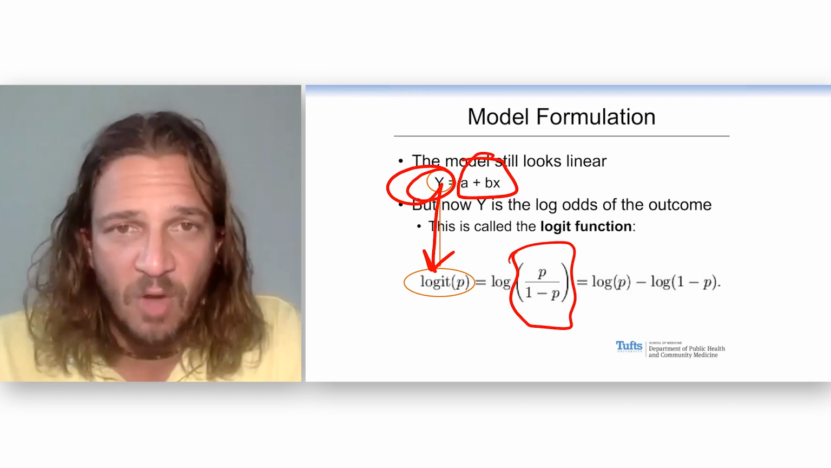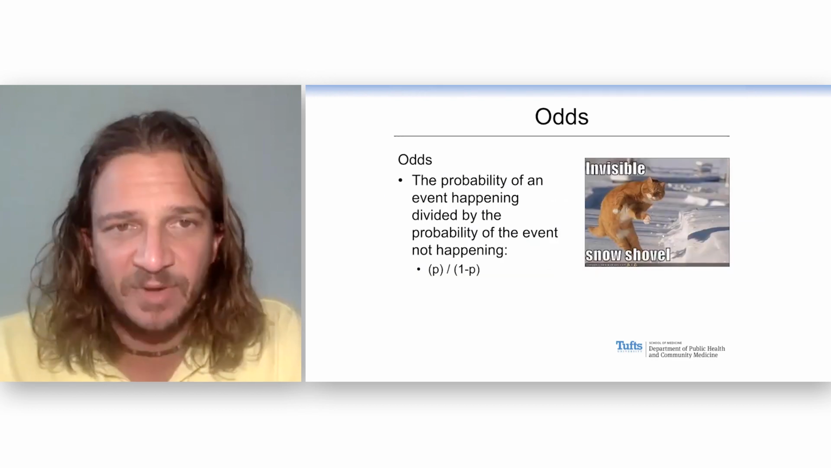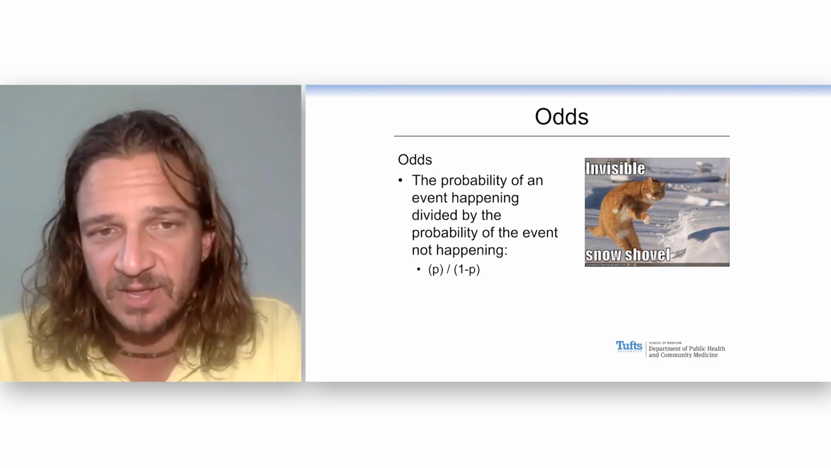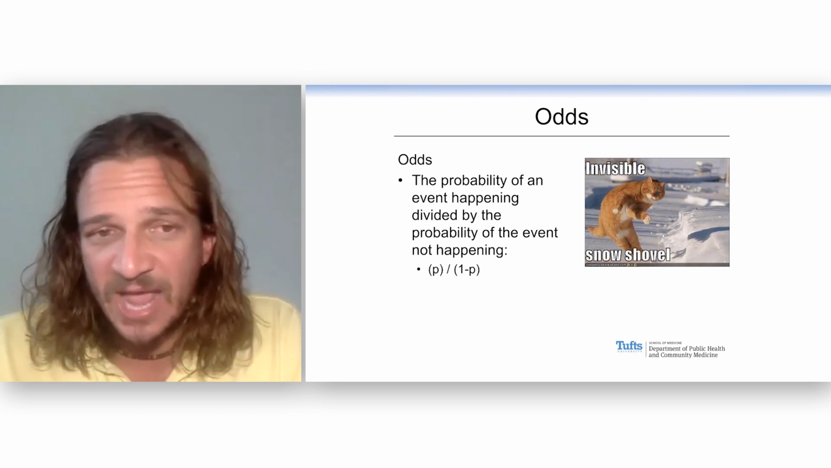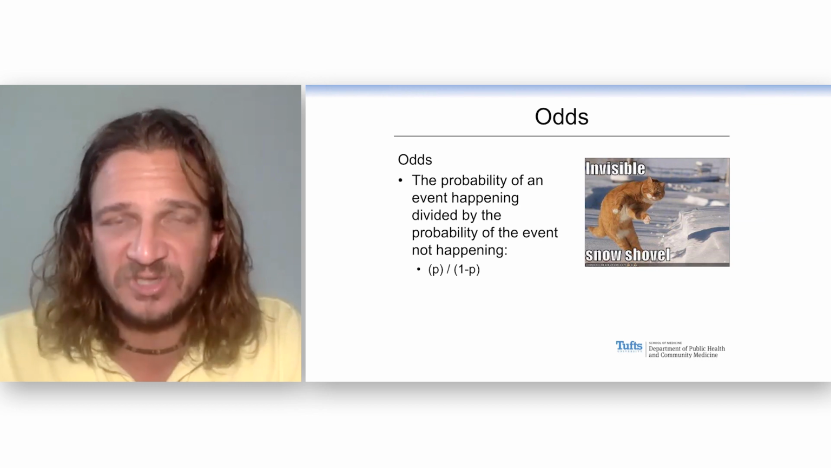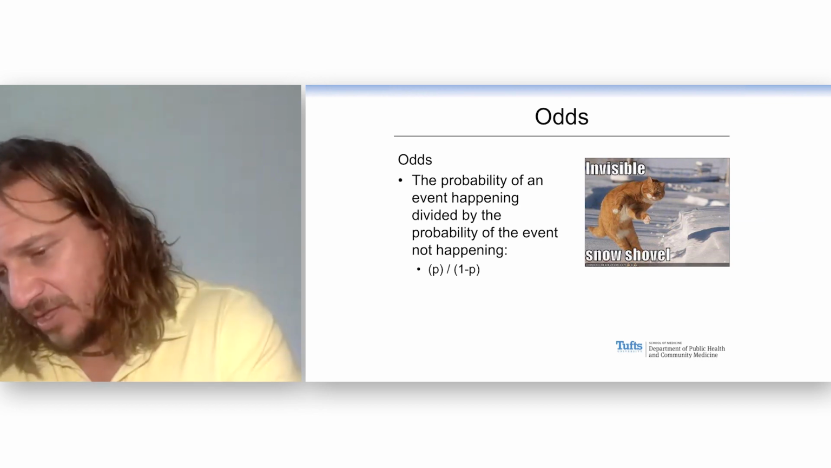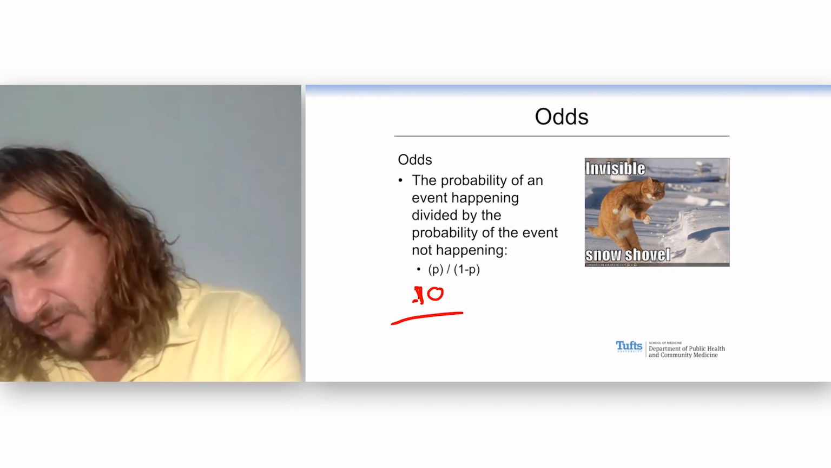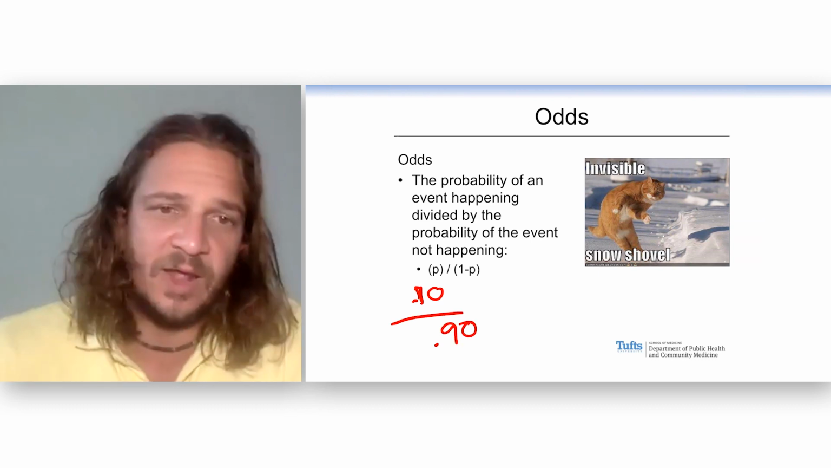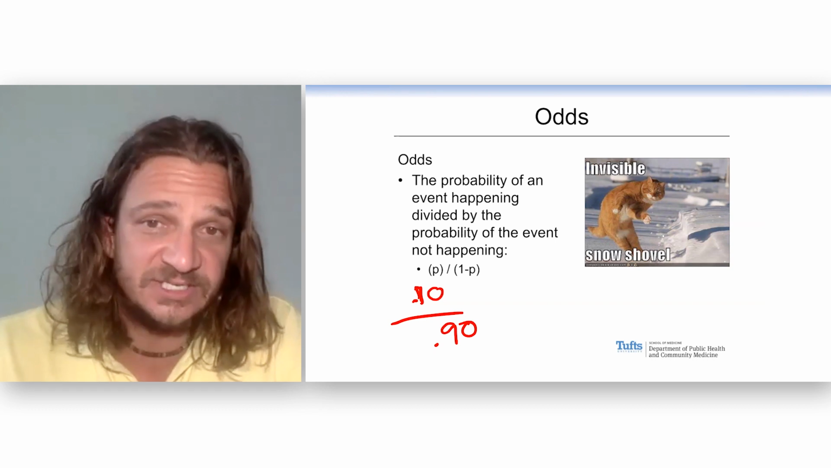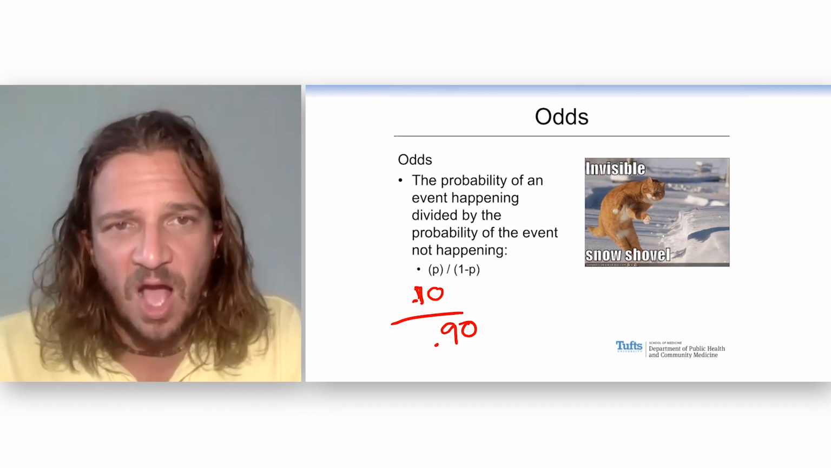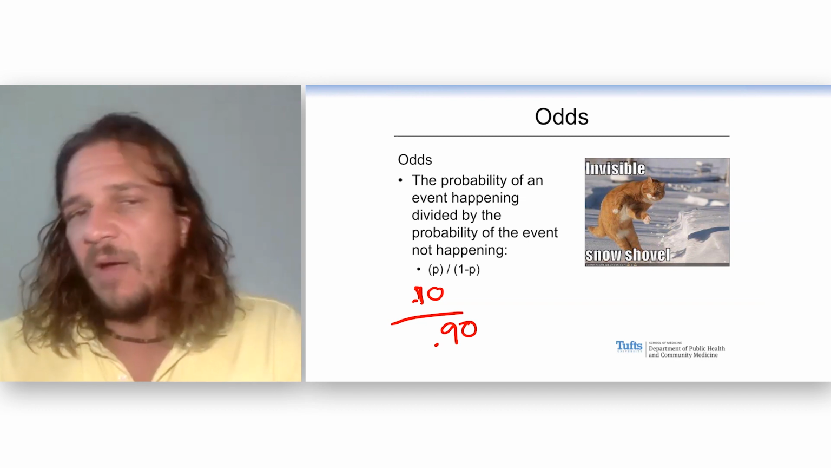Odds are the probability of an event happening divided by the probability of the event not happening. If the forecast for tomorrow says there is a 10% chance of snow, that's your probability, and you can divide it by 1 minus your probability. That's the odds of snow tomorrow. So talking about odds is like talking about probability.